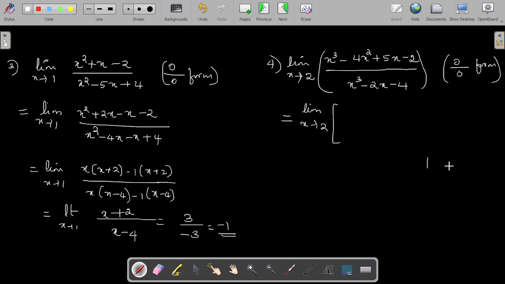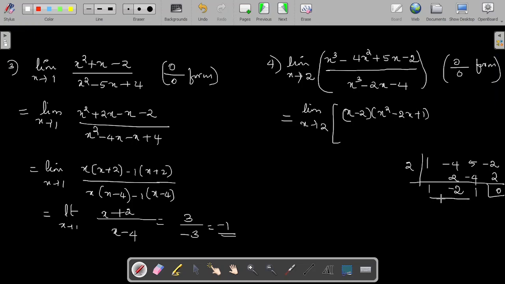First write the coefficients. 1, minus 4, 5, minus 2. Then as 2 is a root, write this 1 as it is. 2 ones are 2, minus 2. Then minus 4, 2 2s are minus 4. That is 1, 2 ones are 2. So this gives you 0. Means 2 is a root. Therefore, factors are x minus 2 into x square minus 2x plus 1. This is how to get the remaining.